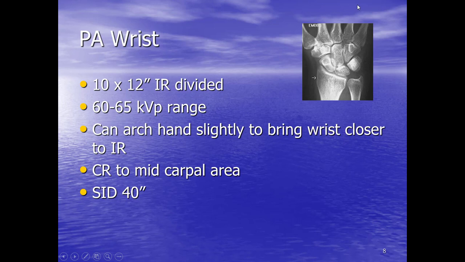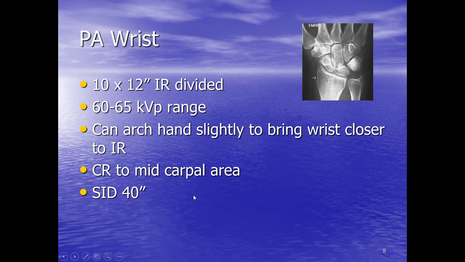Open up the collimation. You see how tight this image is? You really want to make sure you include those phalanges on your film. You can't just include your carpals. That's not enough for the radiologist to read.